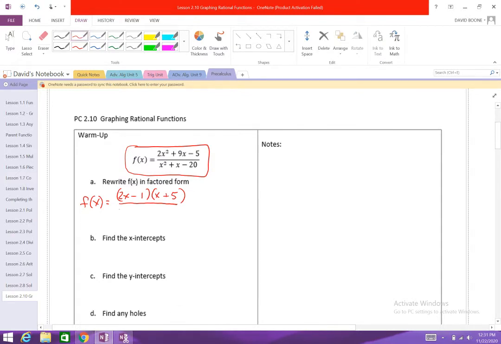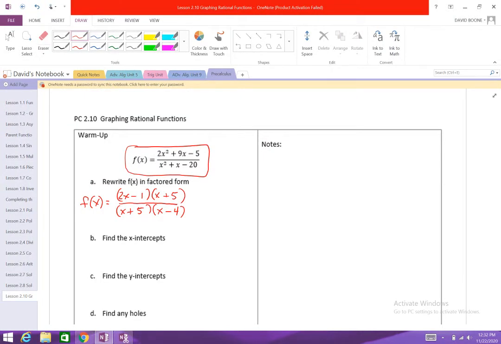We'll do the same thing on the bottom. We'll factor that trinomial. This one's a little easier because the leading coefficient is 1. So we just look for two numbers that multiply to give me -20, but when added, give me +1. So we'd have x plus 5 and x minus 4, because 5 times -4 gives us -20, but when added gives us +1. So this will help us set up some of the other issues that we have down below in terms of finding the x-intercepts, y-intercepts, holes, vertical asymptotes, and horizontal asymptotes, as we progress through this problem.